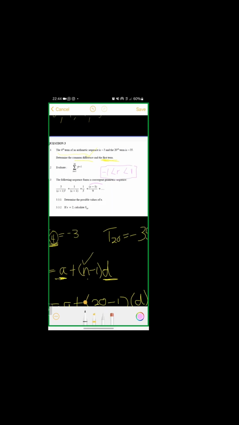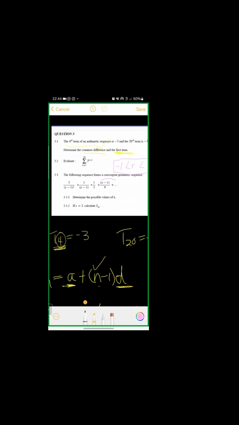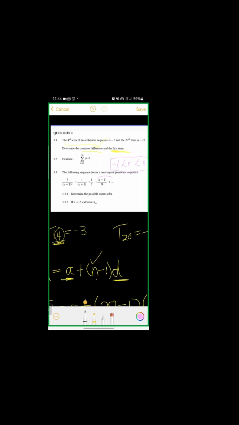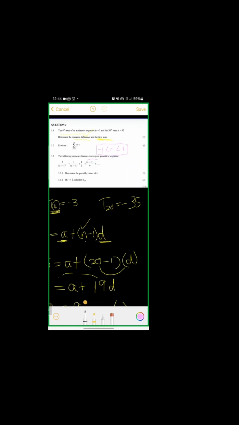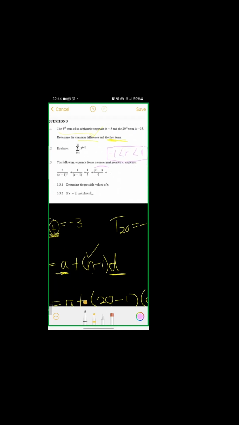Fine. Let's see what they're asking of us. They give us this, so this is the geometric sequence. I don't know why they wrote sequence, but it's fine. So we have 3.3.1: determine the possible values of x. Possible values of x.